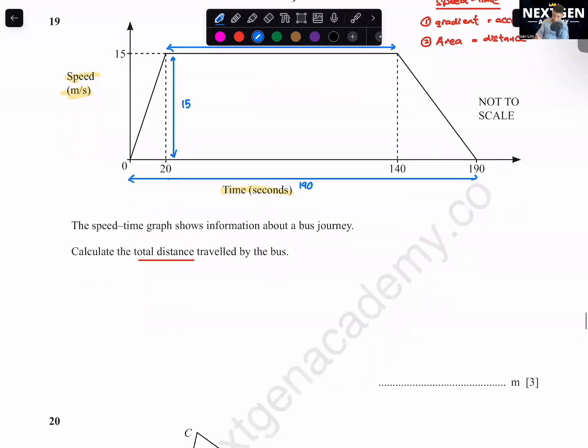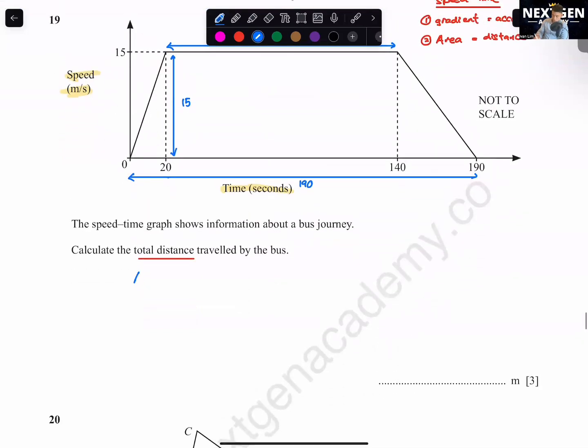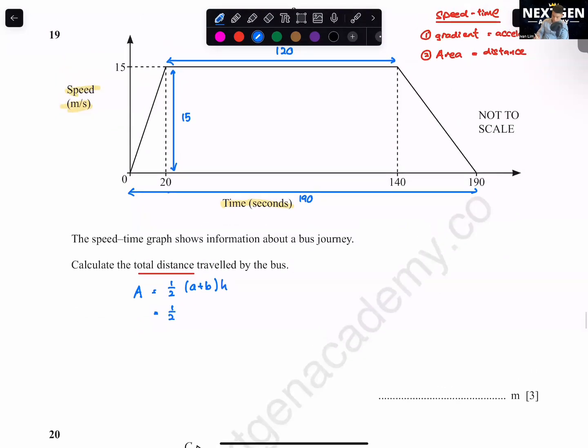Okay, so I'm going to use area of trapezium, which is 1 over 2 (a plus b) times height. What's a plus b? 190 plus 120 multiplied by 15. Calculate this. You'll get 2325.